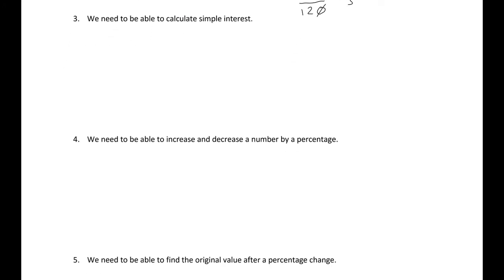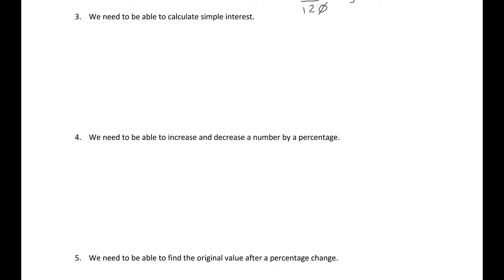So, simple interest. Simple interest, as the name suggests, is the simplest way that we could make interest on something. Be that interest on a loan, so you have to owe more money, or interest on money you have saved. Banks actually don't normally use simple interest. They use something called compound interest, but we'll deal with that later.